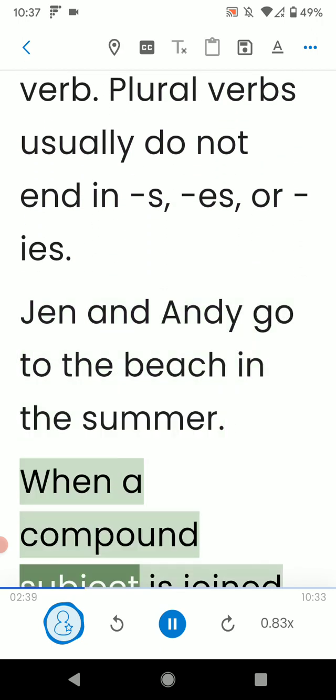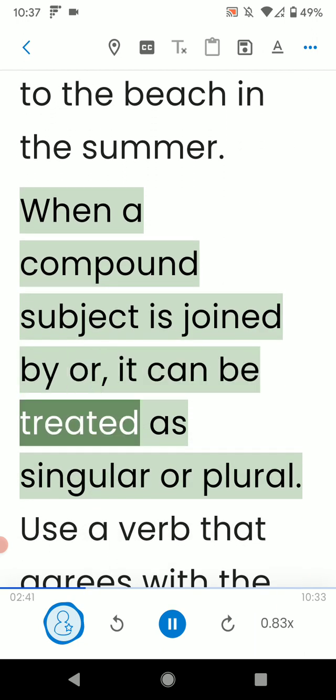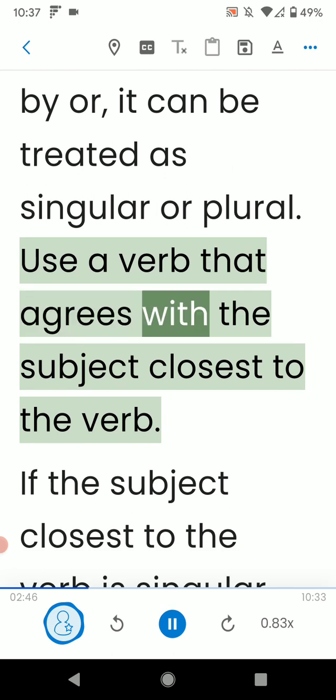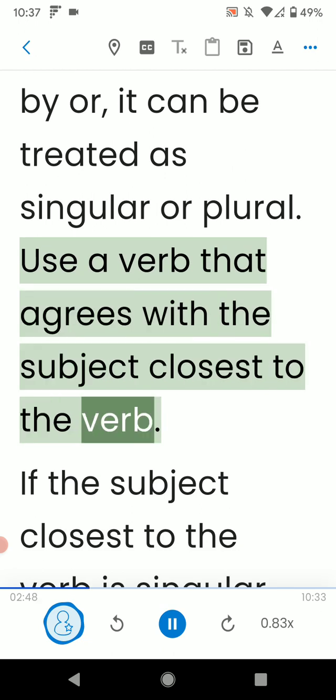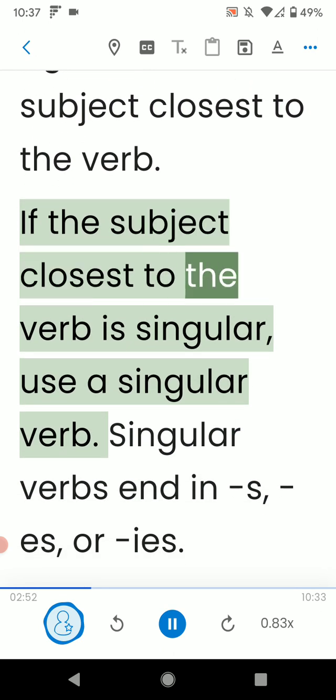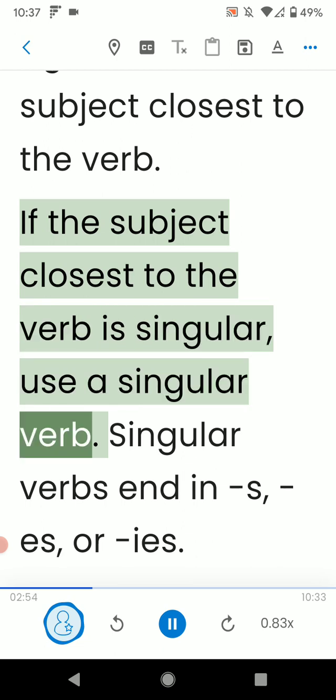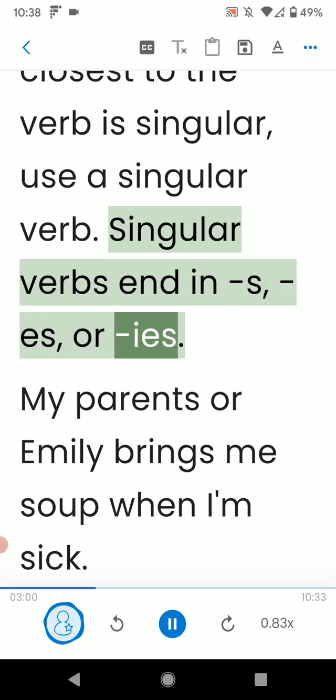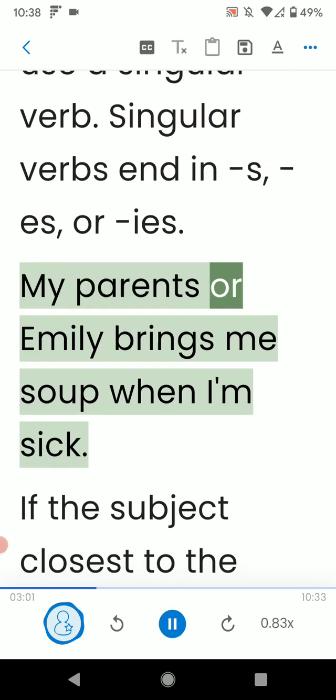When a compound subject is joined by or, it can be treated as singular or plural. Use a verb that agrees with the subject closest to the verb. If the subject closest to the verb is singular, use a singular verb. Singular verbs end in s. My parents or Emily brings me soup when I'm sick.